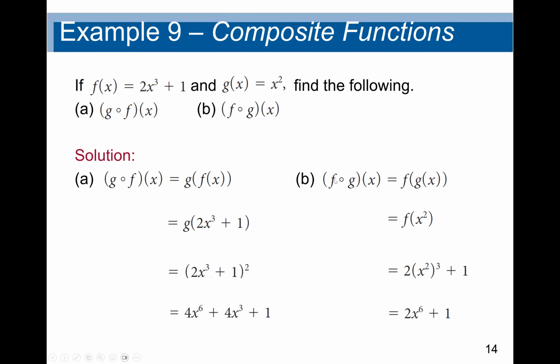Now with B, we have f composite g. So first f will be outside. Anywhere we see x in the f at x function, we substitute g at x, and g at x is x squared. So we have f at x squared, and then we have 2x cubed. We substitute x with x squared, so we get x squared cubed. And that gives us 2x to the power 6, because 2 times 3 is 6.